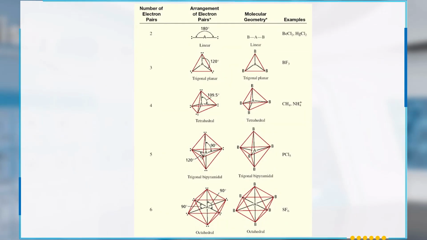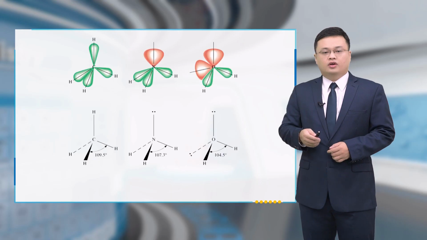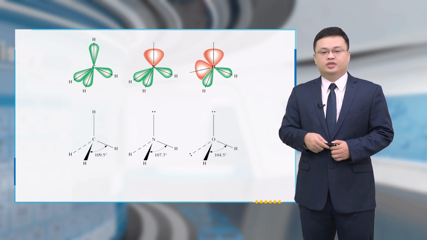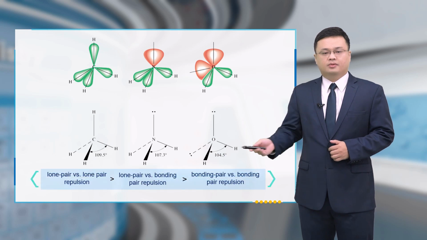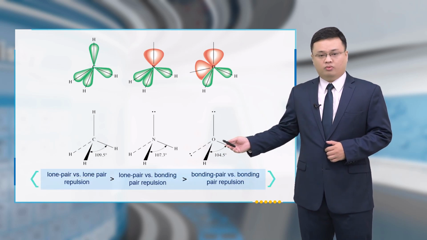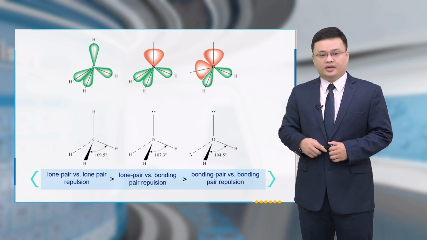Here's a table summarizing the five arrangements of electron pairs and molecule geometry. Make sure to spend time after class and memorize all of them with their names, geometry, and details. When comparing bond angles of methane, ammonia, and water, which all possess a tetrahedral distribution of electron pairs, we find that the bond angles are different. Methane has the largest bond angle, then ammonia, and water has the smallest bond angle.